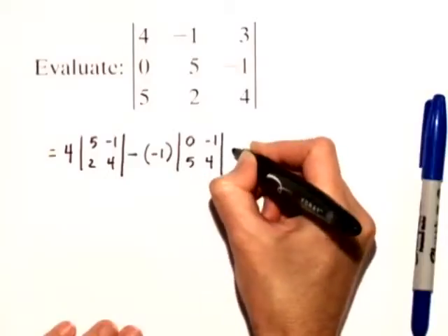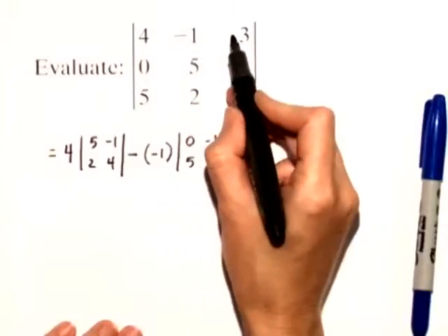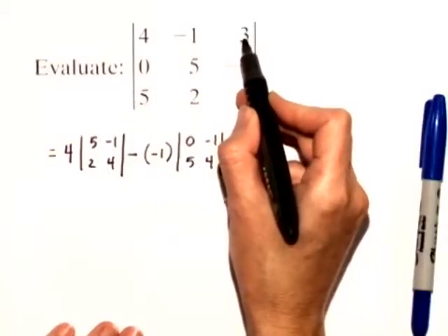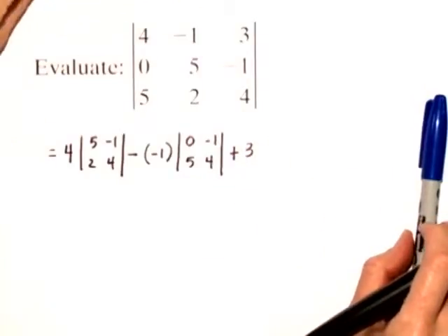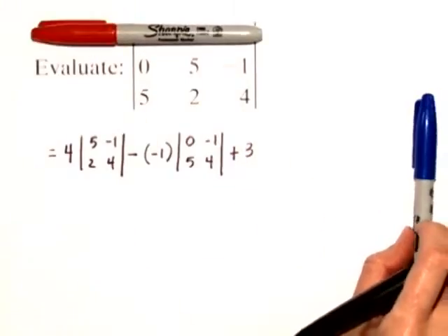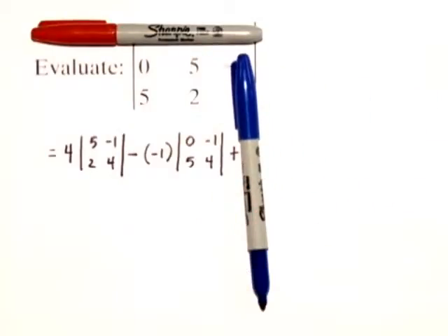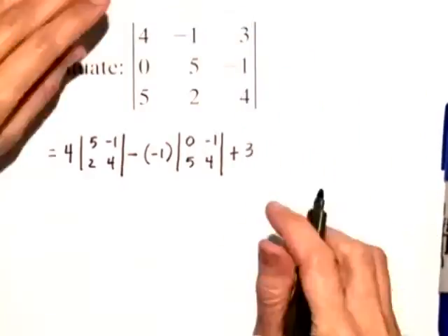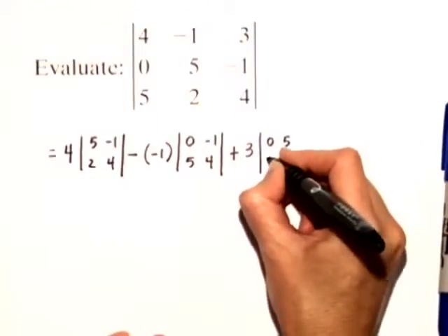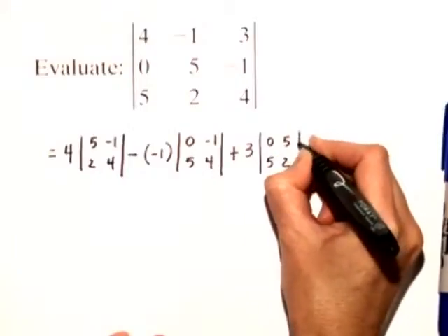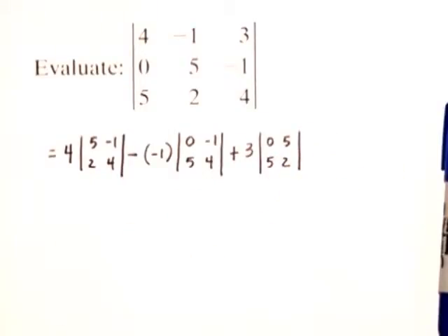Next, we write a plus sign, and we go to our third and final element in row 1, which is a 3. Again, we're going to expand across the minors, so we cross out that row and that column, and we can see that we just have 0, 5, 5, 2 left. So we write that inside the determinant. And now we evaluate these smaller determinants.